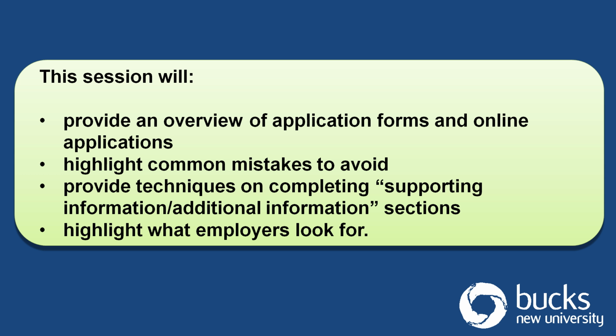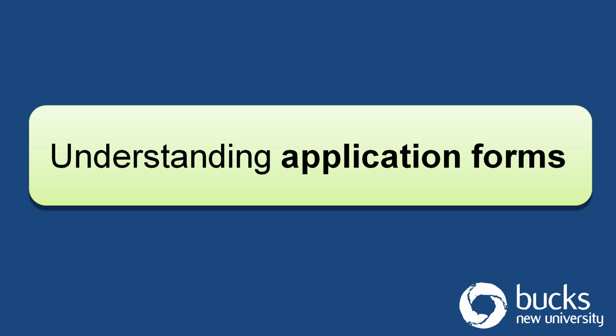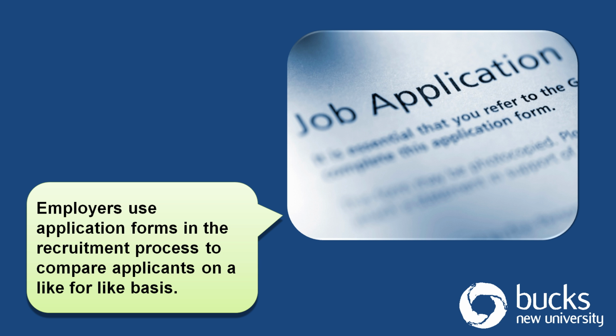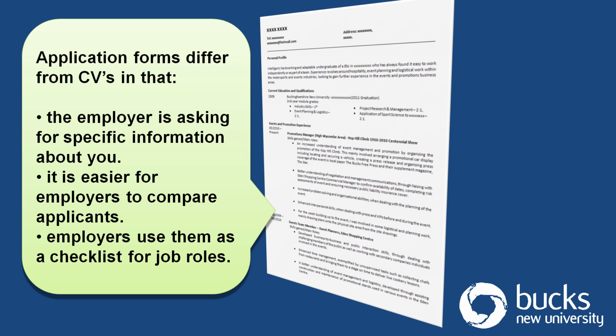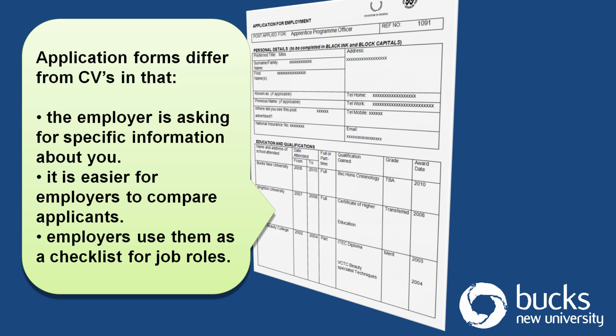This session will provide an overview of application forms and online applications, highlight common mistakes to avoid, provide techniques on completing supporting information/additional information sections, and highlight what employers look for. Understanding application forms. Employers use application forms in the recruitment process to compare applicants on a like-for-like basis. Application forms differ from CVs in that the employer is asking for specific information about you. It is easier for employers to compare applicants. Employers use them as a checklist for job roles.